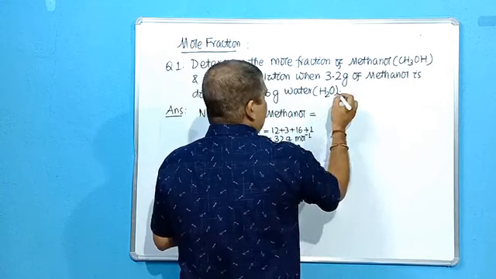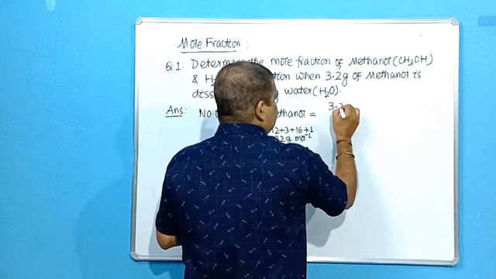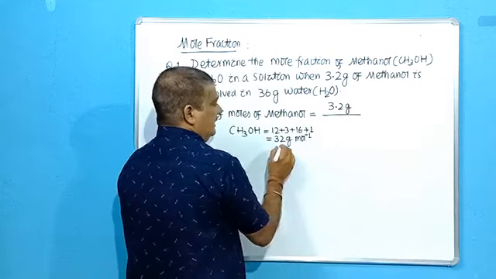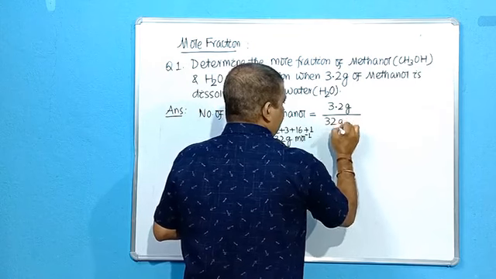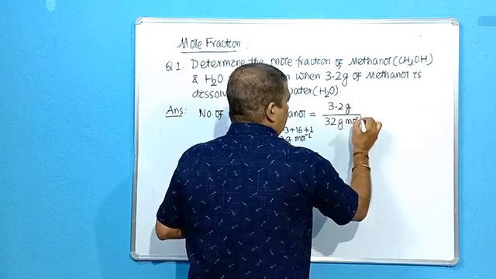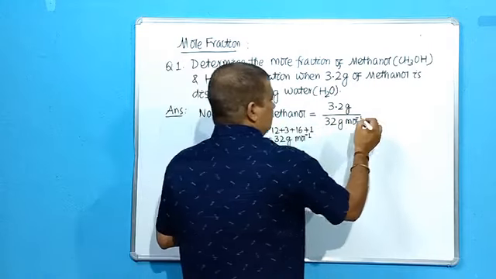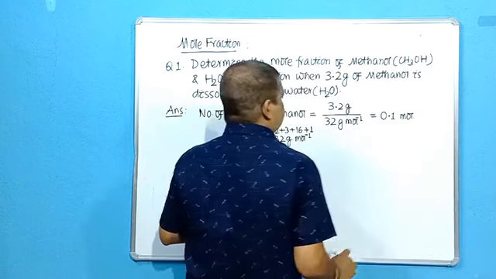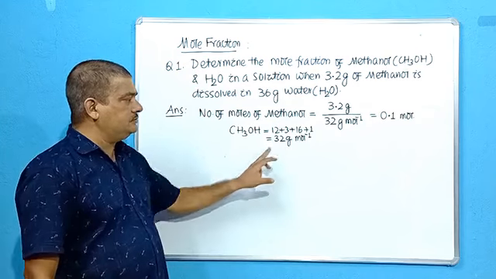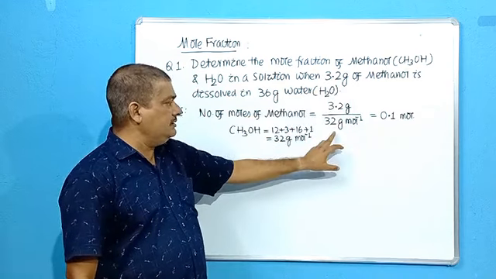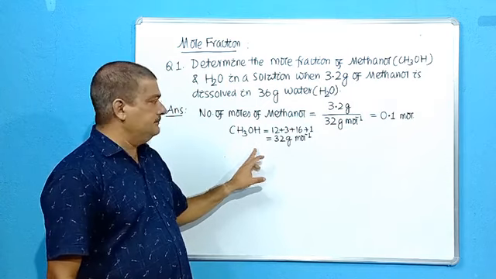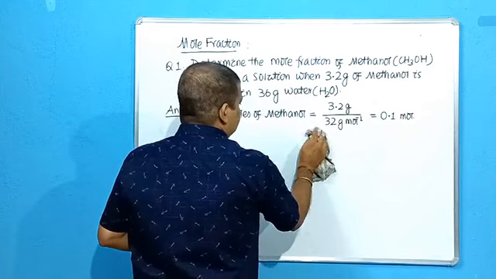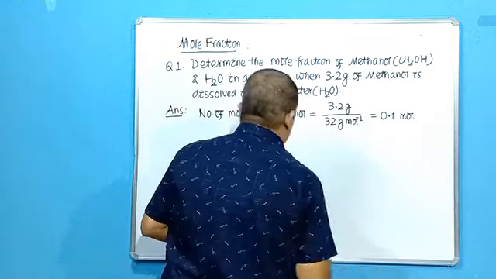So the number of moles of methanol, how to find out? The given mass is 3.2 gram, divided by the molar mass 32 gram per mole. Gram will cancel out, and the number of moles is 0.1 mole. So the number of moles is the given mass in grams divided by the molar mass. Molar mass, you know how to calculate. Then the number of moles of water.